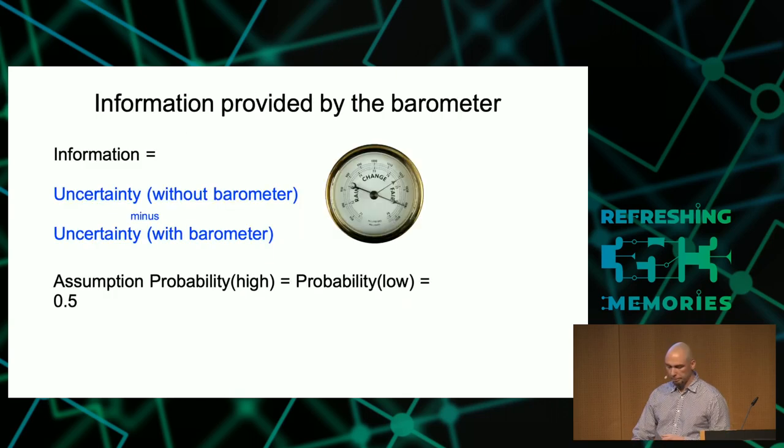Now, I told you information is a decrease in uncertainty. Now, how much information do we get by the barometer, by knowing the air pressure? And this is the difference in uncertainty without the barometer and with the barometer. In our case, we have to assume that the probability of high and low air pressure is the same, and we get 0.39 bit per day that we gain by looking at the air pressure.